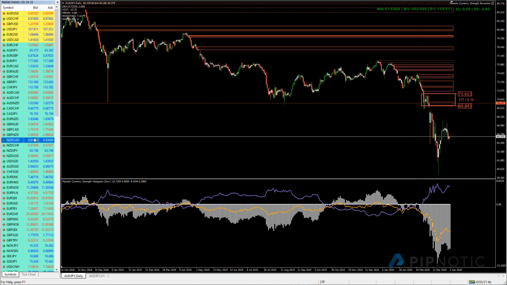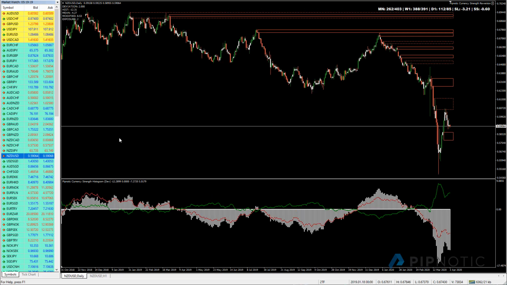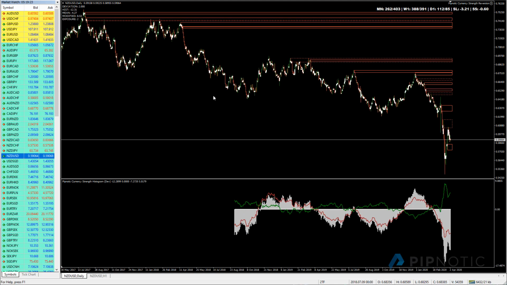The Kiwi against the American dollar. If my computer lasts, I might have to plug it in. But the problem with that is you get the feedback because there's no ground in the plug, which is a blow.